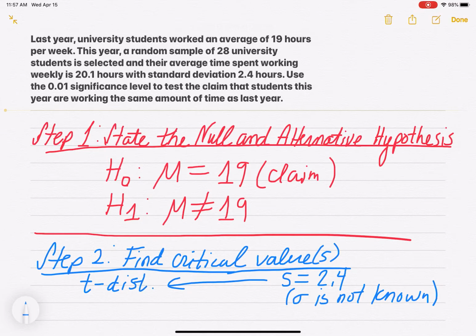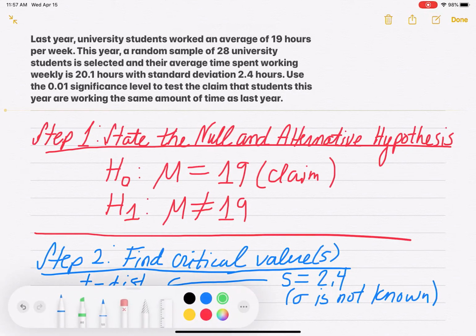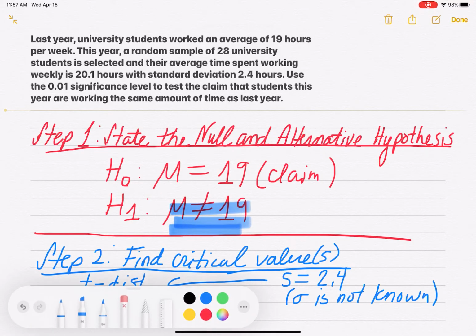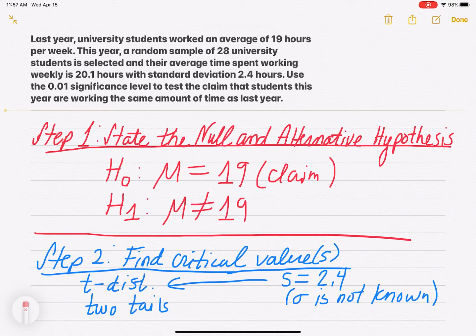Okay, so also how many tails? Left tail, right tail, or two tail? Well, we know we're going to use two tails because when you look at the alternative here, the alternative hypothesis involves a not equal to. Anytime you have a not equal to for your alternative, you're going to have to check potentially the left or right tail. So you have to look for two tails.